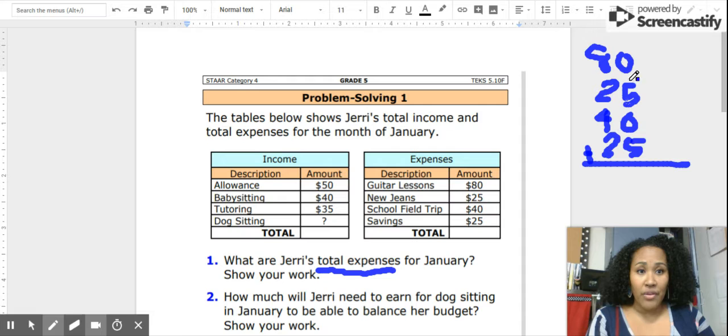Let's add that together. 5 plus 5 is going to give us 10. I'm going to carry the 1. 8 plus 2 is 10. 10 plus 1 is 11. 11 plus 4 is 15. 15 plus 2 is 17. So total expenses for January is $170.